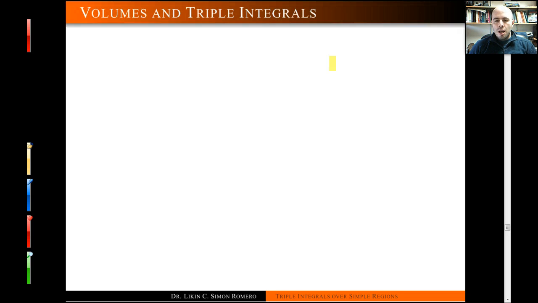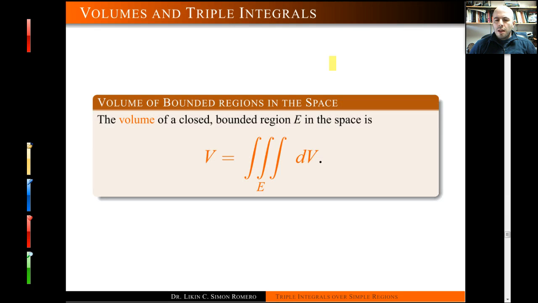So let me move on to volumes and triple integrals. So the volume of a bounded region in space, if you remember, the area was the double integral over the region of the function 1, and this is going to be more or less the same. When you take the function 1 and now you take the triple integral over the region E, then the thing that you are going to obtain is a volume.